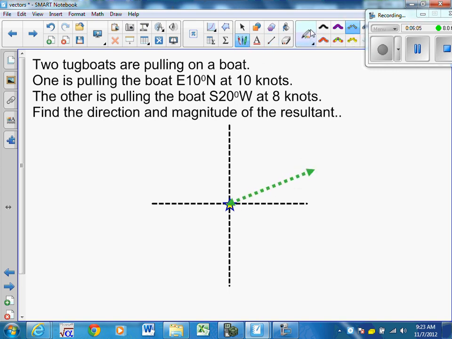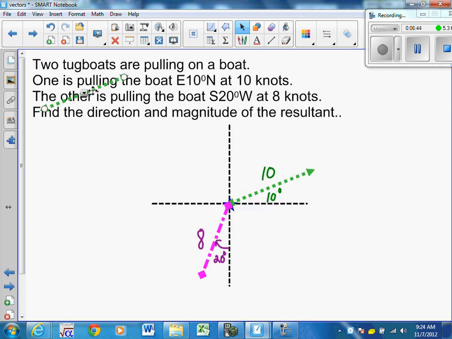So we will say right there. And this is 10 degrees, and the length is also 10. The other boat is south 20 degrees west at 8, so it's a little bit shorter. My angle's a little bit more, but this is 8, and my angle is 20. Notice I'm not necessarily drawing these perfectly to scale. If you want to get a protractor and a ruler, you can, but not really necessary.